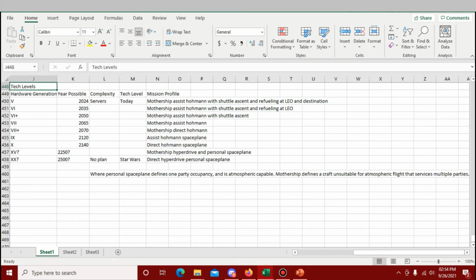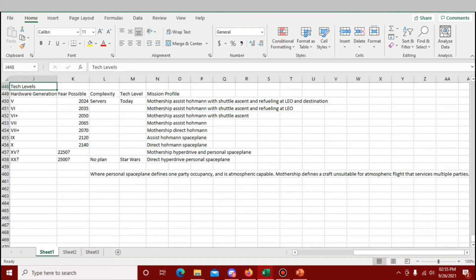You need servers to plan the mission if you're going to do this, and it involves a mothership-assisted home and transfer, which means you take off, you refuel, and then you go to a mothership. You refuel on the mothership, basically. The mothership flies from A to B. Then the mothership refuels at the destination, and then you go to the surface, and then you come back and refuel again at the mothership. Then the mothership comes back to the Earth, and then you re-enter and land. Very complicated.